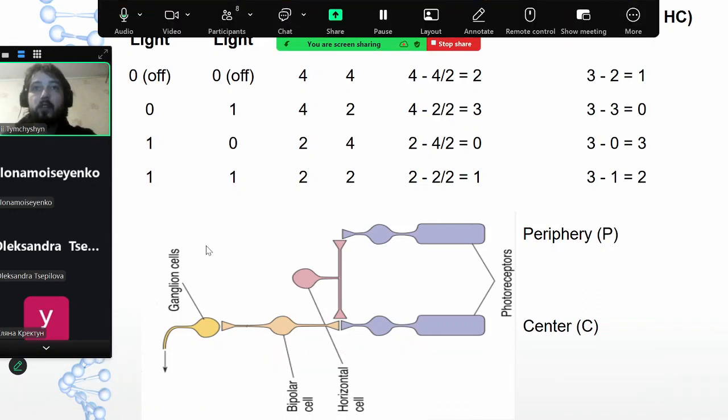So here you see, once again, some sort of simplified view. I have removed some parts of the diagram. Here you see one photoreceptor from the center, and one photoreceptor from the periphery. Here you see a horizontal cell, and here you see a bipolar cell, and this bipolar cell goes to the ganglion cell.